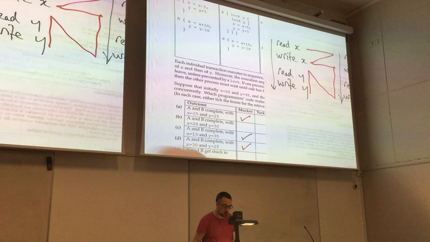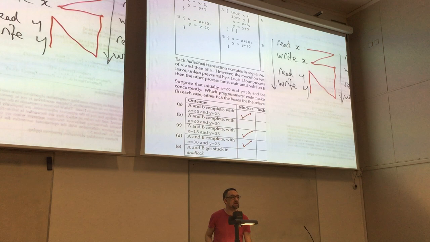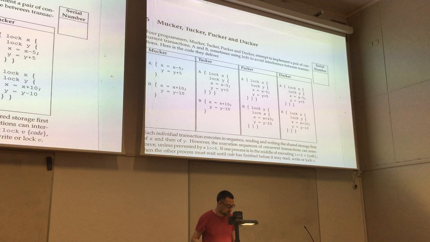And then the last asks us if A and B can get stuck in deadlock. And I haven't told you what that is yet, so I better get on with it. Also, how are we to understand Tucker's program? It's got this lock business in it.